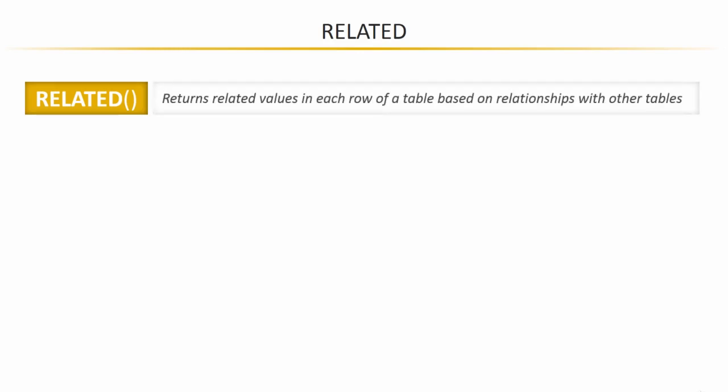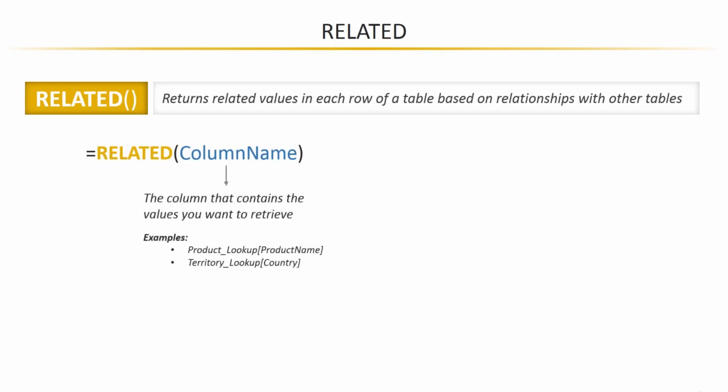So RELATED is a very simple function on its own. It just returns related values in each row of a table based on a relationship with another table. So syntax-wise, it's as simple as it gets. You literally just point RELATED to a column name in another table that contains the values you want to retrieve. Could be a product name column, could be a retail price column, a country column, whatever it might be, as long as a valid relationship exists to that table where you'd like to retrieve the values.